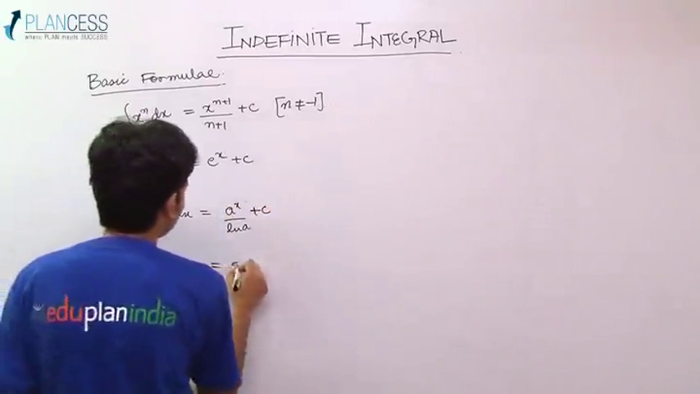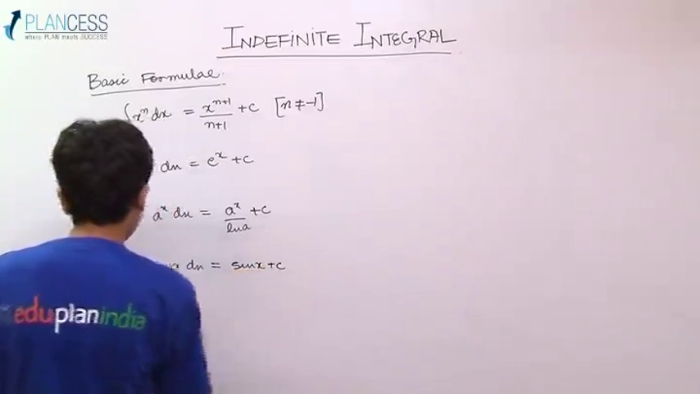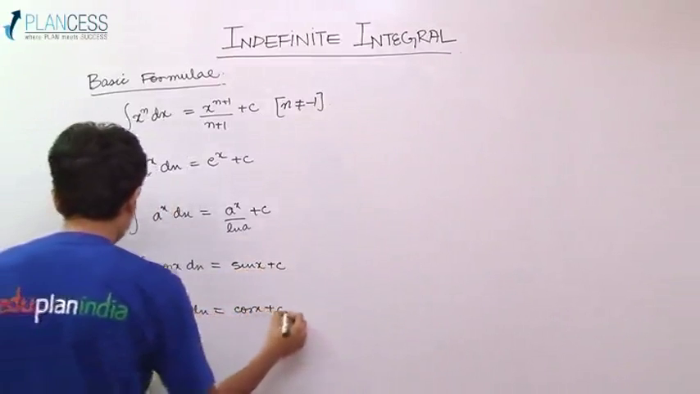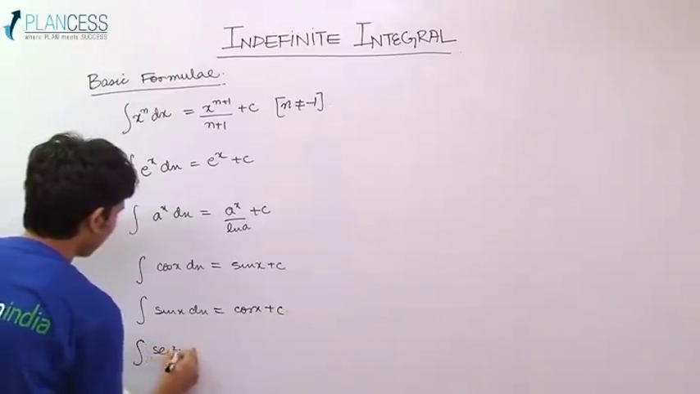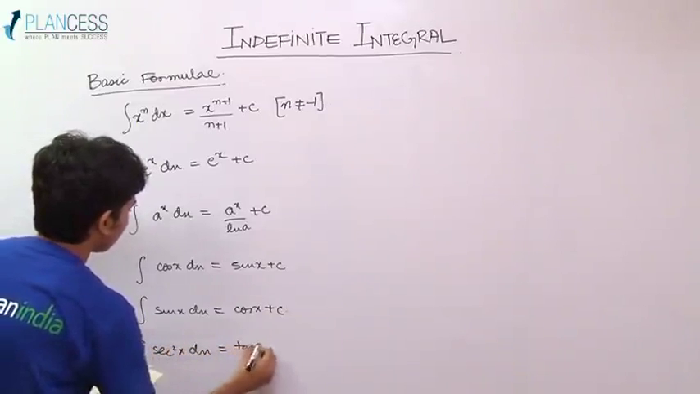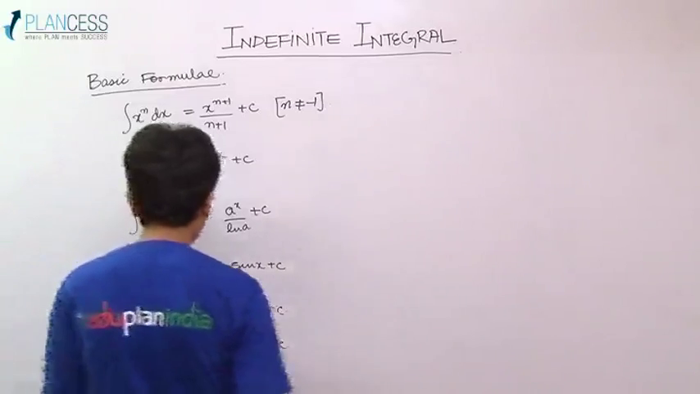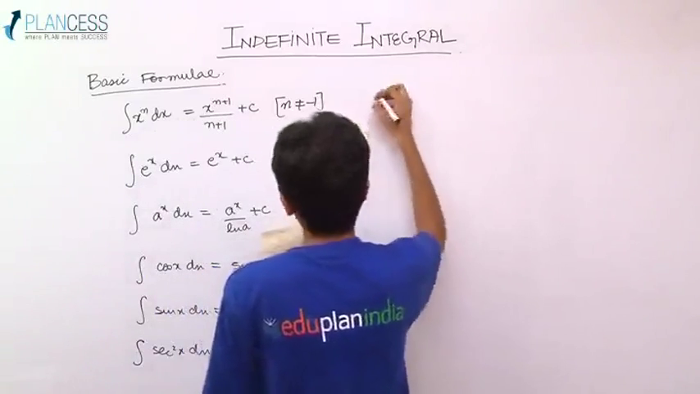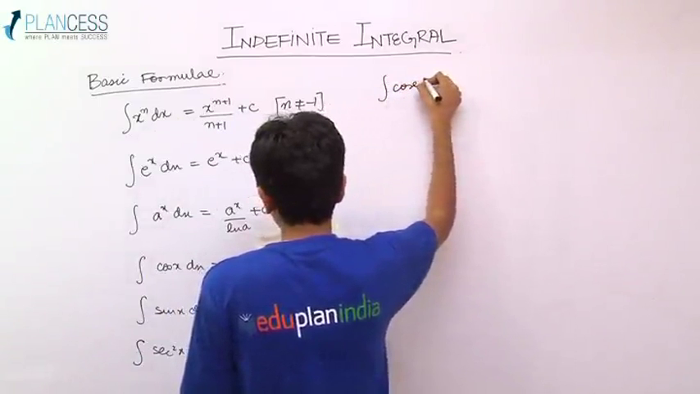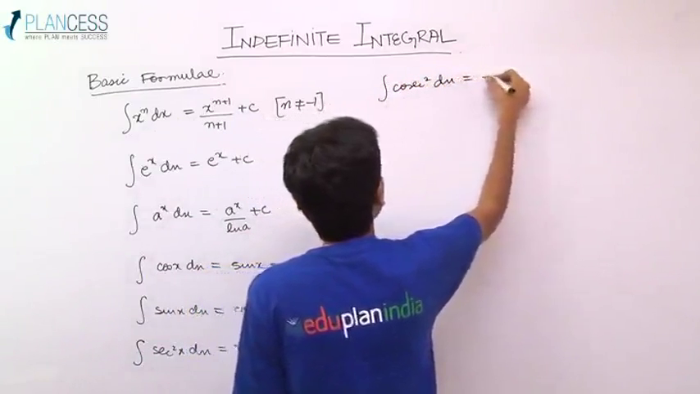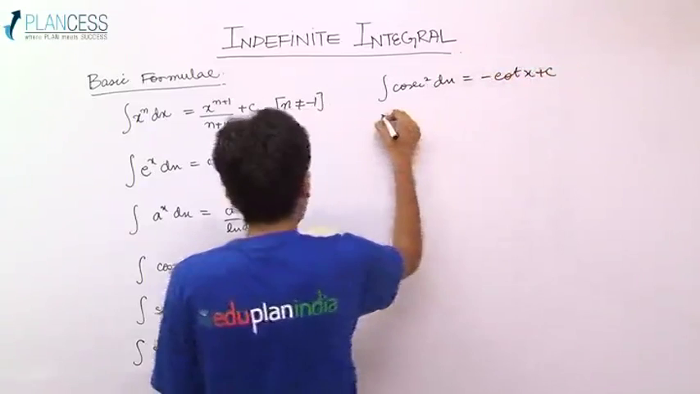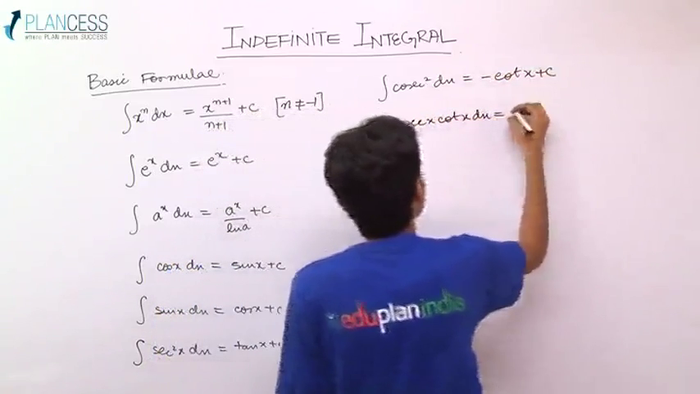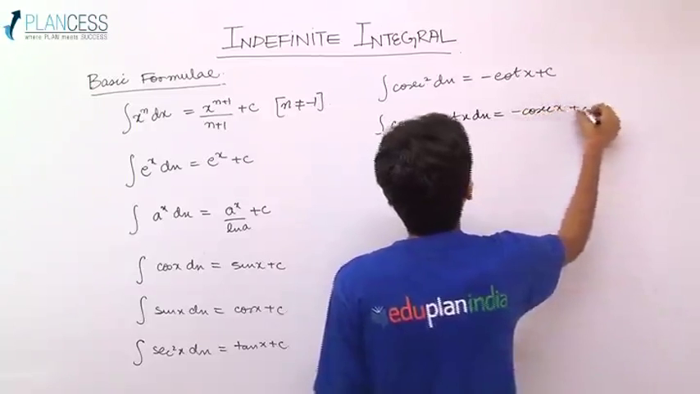It will be sin x dx equal to minus cos x plus c. Okay, these are common. Then we have sec square x dx is tan x plus c, and then we have cosec square x dx, this is minus cot x plus c. Okay, then we have cosec x cot x dx is equal to minus cosec x plus c.